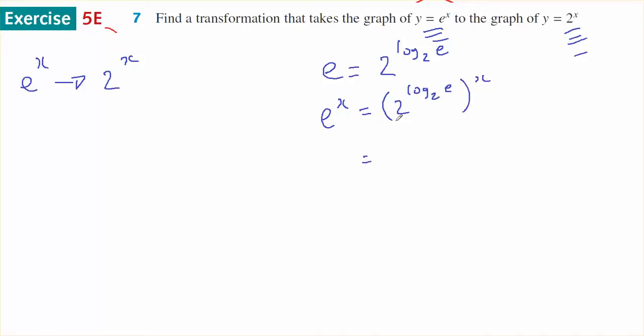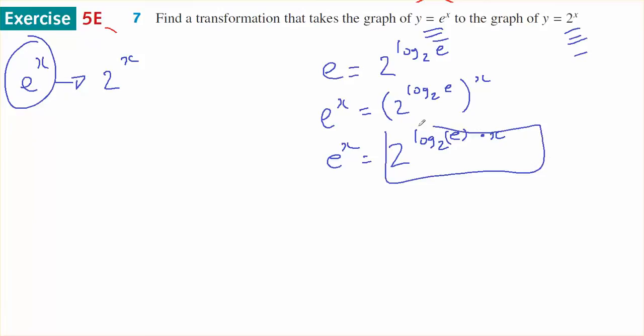And since this is a base raised to a power raised to another power, I multiply the powers, so I've got 2 to the log base 2 of e times x. That's what e to the x is. So I'm going to replace this with this. So I've got 2 to the log base 2 of e times x, and that's going to become 2 to the x.